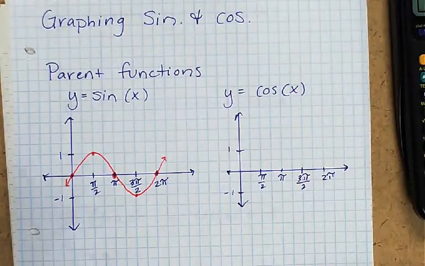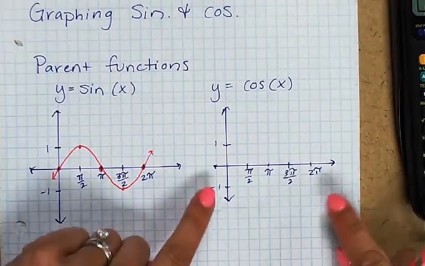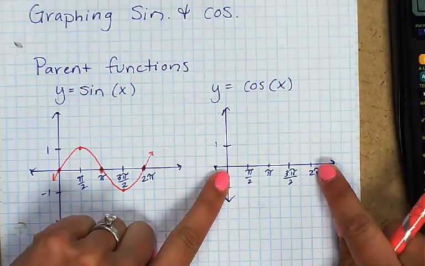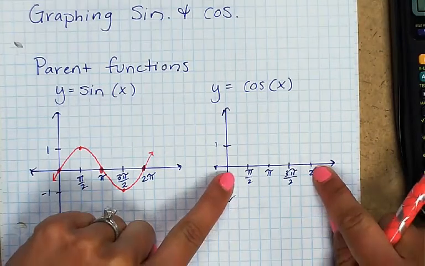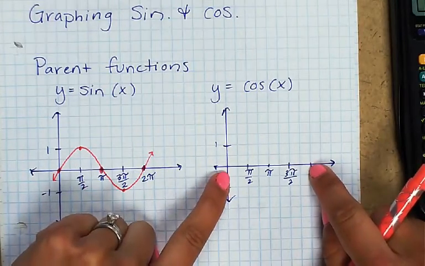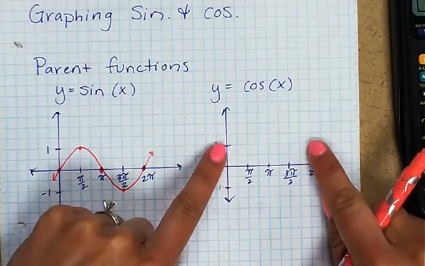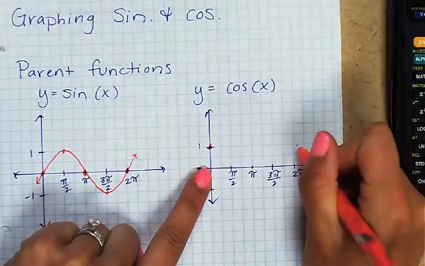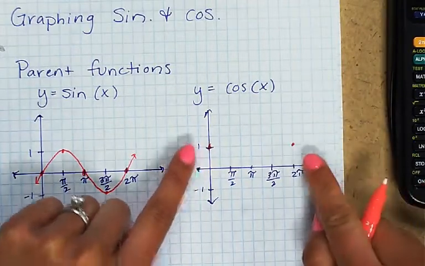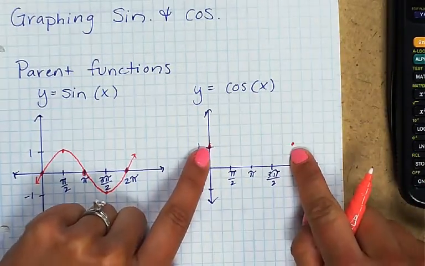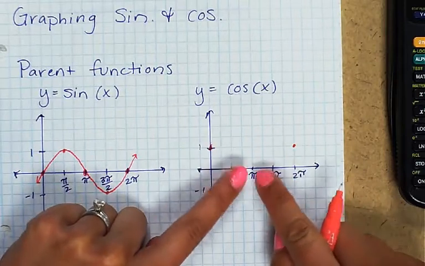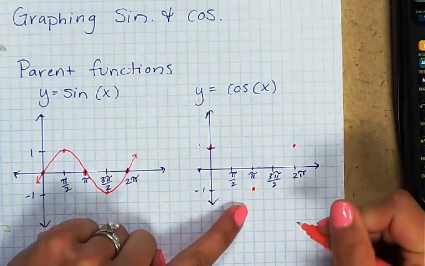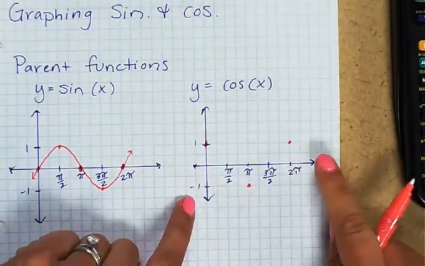Cosine has some similarities and some differences. So one period of your graph is also from 0 to 2 pi. The difference with cosine, instead of starting and ending at 0, you start and end at the maximum at 1. So start at 1. One period of the graph is 2 pi, so it ends at 1. Now on this one, halfway in between your 2 maximums at pi, you're going to be at your minimum down here at -1. So then there's 3 of our 5 critical points.